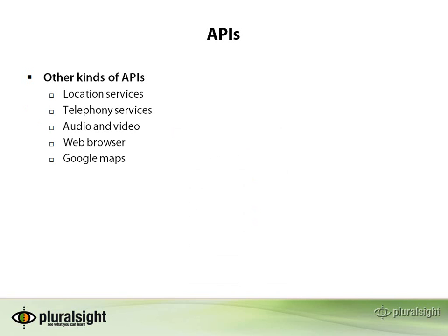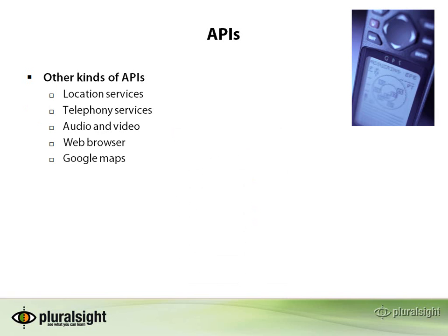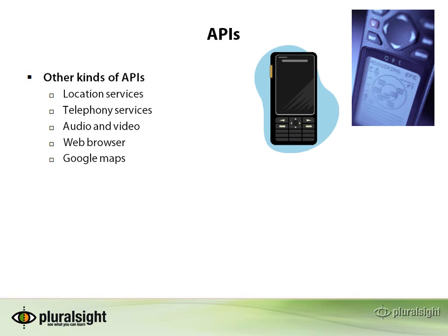The other kind of API are the APIs that are generally available to the phone. These APIs are available regardless of the Google API level. Some of these are things like location services, which would be more than just GPS. It could be Wi-Fi location. However the phone tells you that it can get your location data, that would constitute the location services. The telephony services, which are things like the dialer. You have access to this from your application.